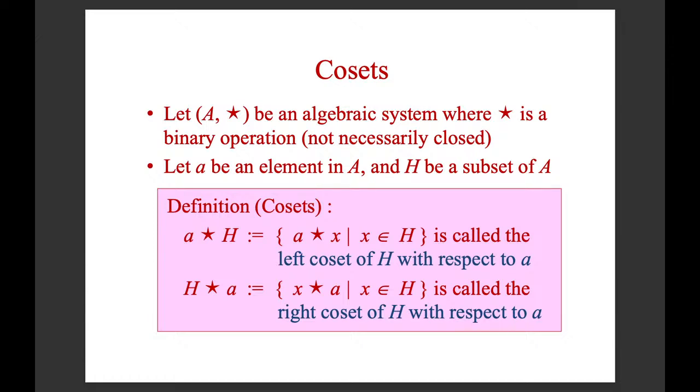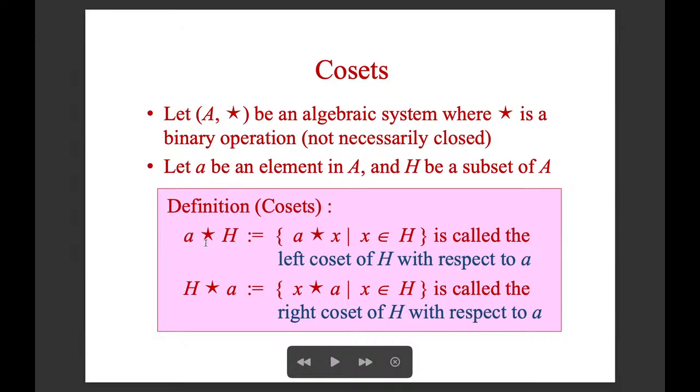Okay, cosets are defined on an algebraic system, so it is not necessarily related to a group, but we will make use of this to show the Lagrange theorem. Okay, so suppose that A star is an algebraic system, and H is a subset of A. So we have a particular set H, and a is an item of A. Then we can define another set called a star H.